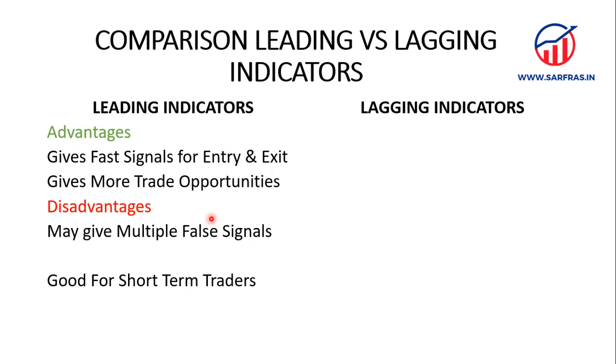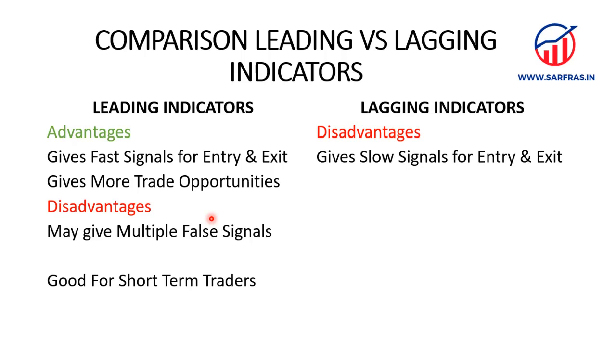So if you compare that with the lagging indicator, the disadvantage of the lagging indicator is that while this gives you a fast signal, that gives you a slow signal. If you are taking an entry based on a lagging indicator, there is a good chance that the initial movement has already taken place. Likewise, if you are trying to exit and there was a drop, a laggard indicator will show you later, so there will be a profit erosion also. So this is one of the disadvantages of the lagging indicator.